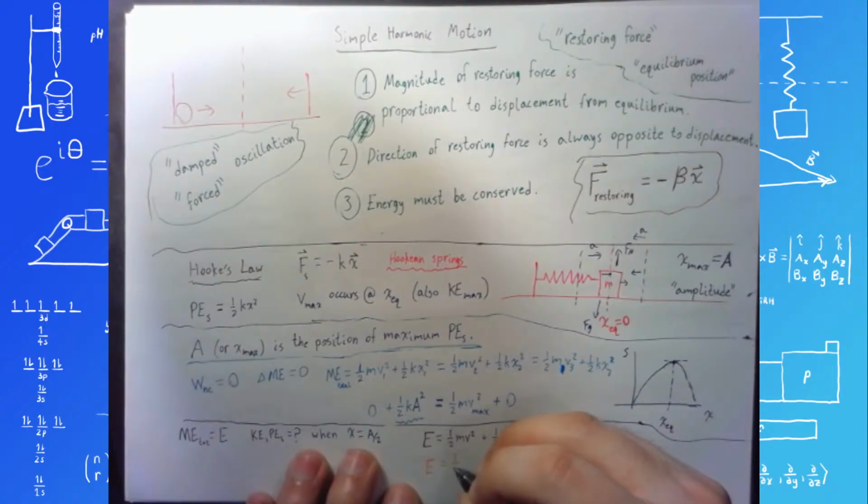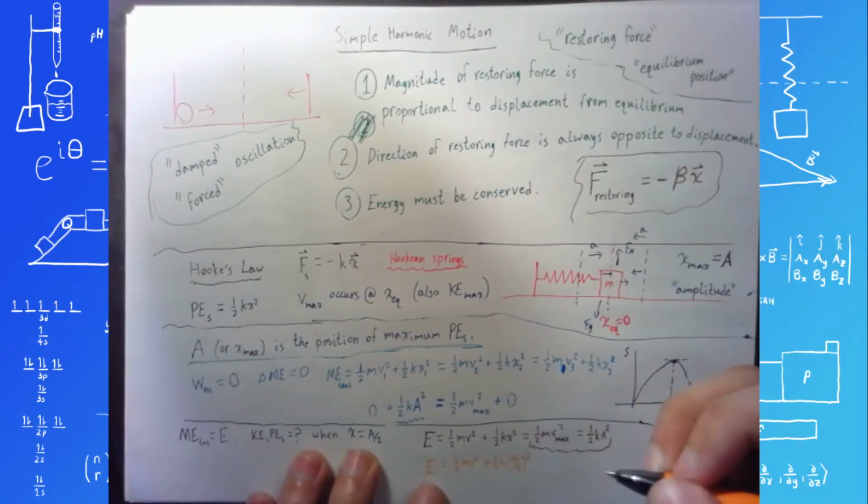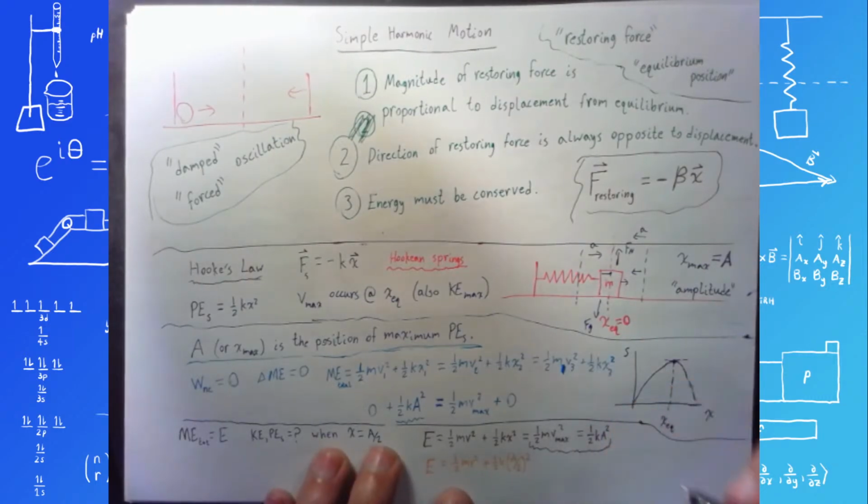I get energy equals 1/2 mv squared plus 1/2 k (a over 2) squared. If I square the a over 2, then I get a squared over 4. So I get 1/4. I get 1/2 mv squared plus 1/4 of 1/2 Ka squared.